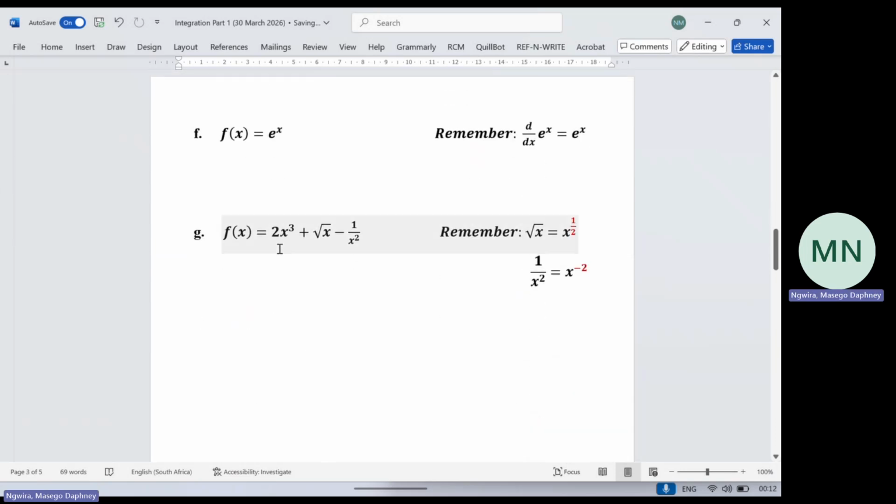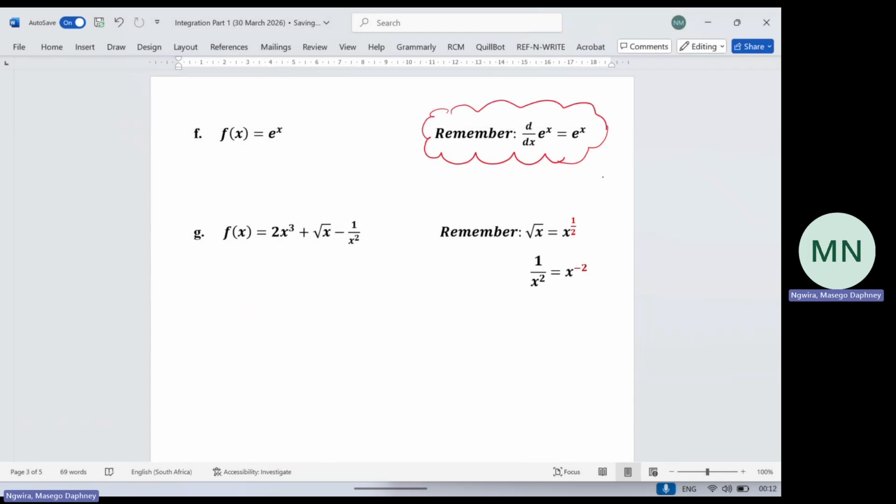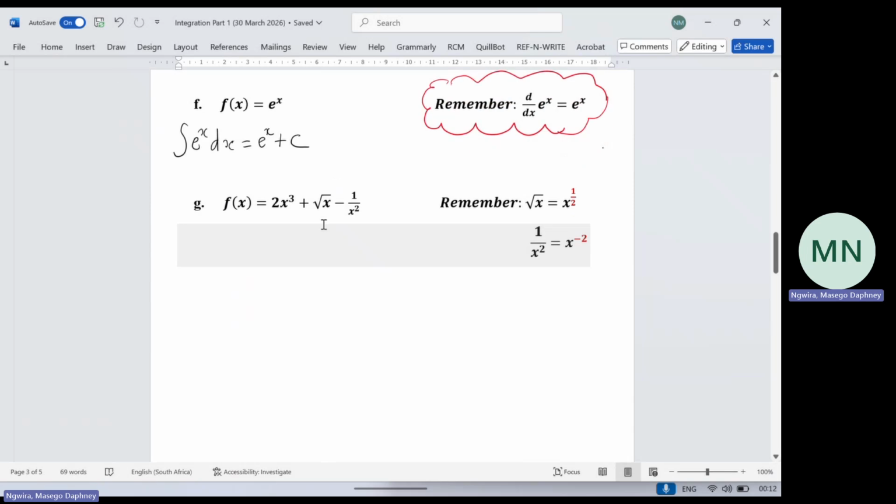Now we go to this one also with the e to the power of x. We said that when you differentiate e to the power of x, it's going to be e to the power of x. So the same thing applies with the integration. If you do that, it's not going to change. The fact that it didn't change when we were differentiating, it's also not going to change when we integrate. So the integration of e to the power of x, with respect to x, is going to be equal to e to the power of x, then plus c. Don't forget, we always have to say plus c. All right. And then now let's move on to f of x is equal to this.